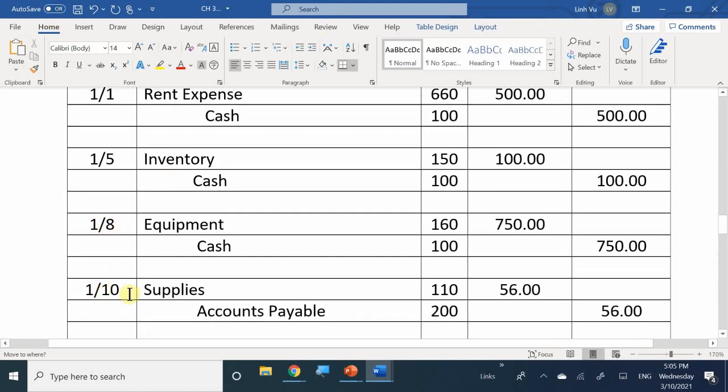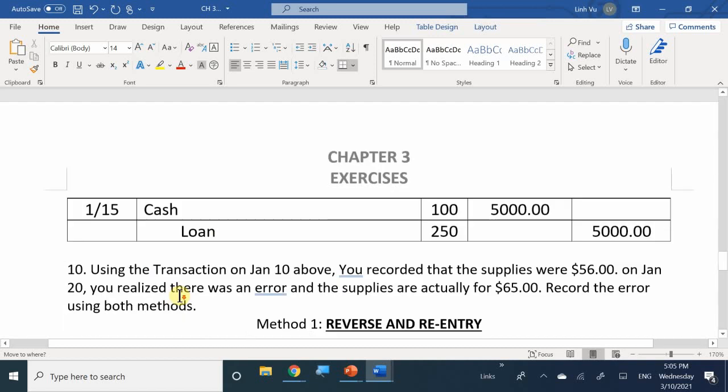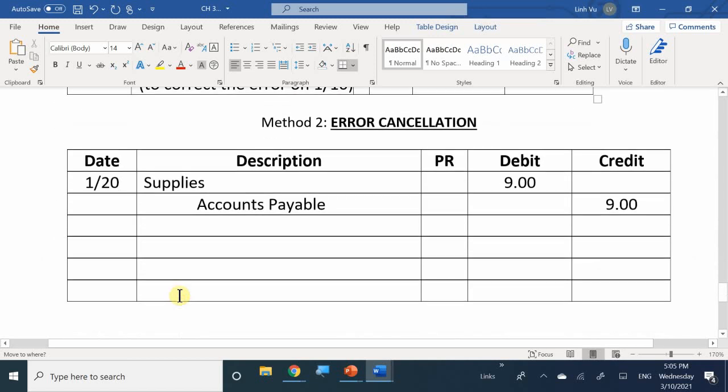Okay. Can I see the error cancellation real quick? Absolutely.